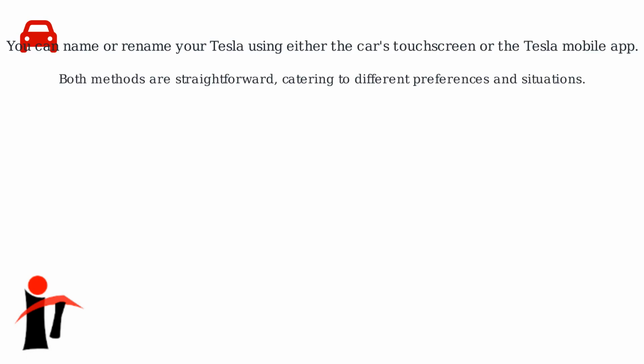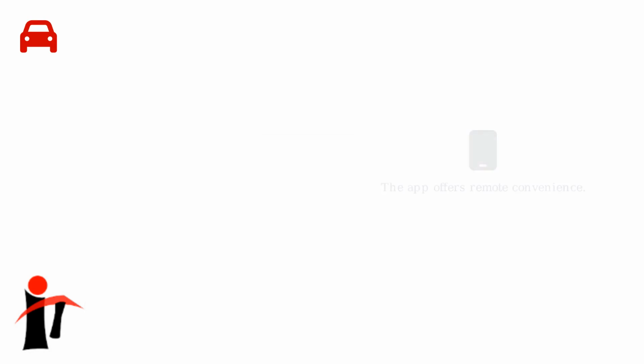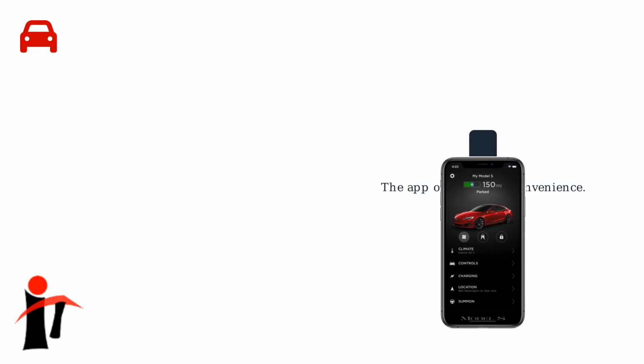You can name or rename your Tesla using either the car's touchscreen or the Tesla mobile app. Both methods are straightforward, catering to different preferences and situations. The touchscreen method is useful when you're in the car. The app offers remote convenience. Naming is a core personalization tool available across all Tesla models.